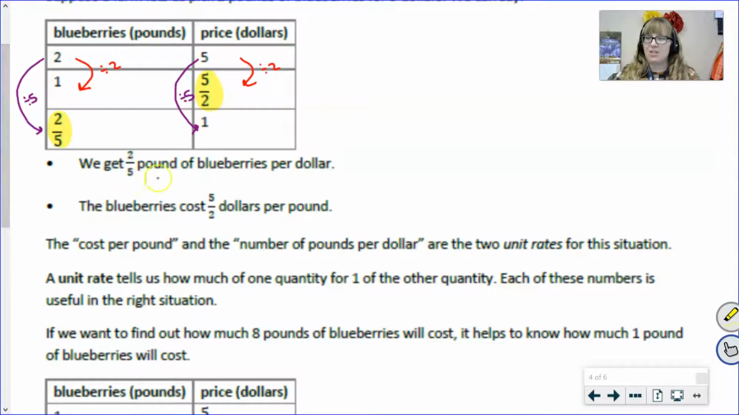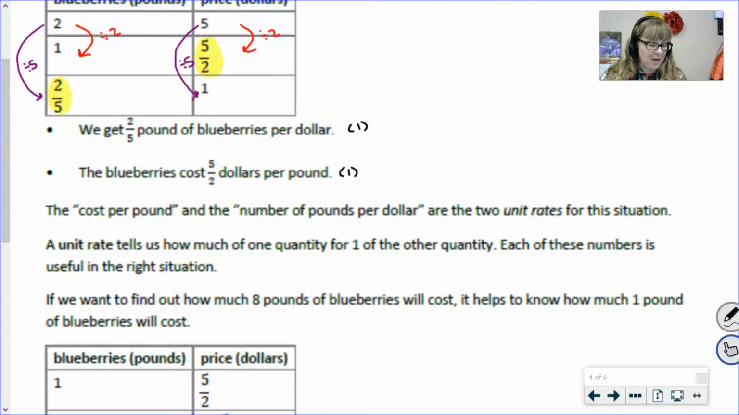So we get 2/5 of a pound of blueberry per dollar. Remember, that means per $1. And we get 5/2 of a dollar, or it will cost 5/2 of a dollar if I buy just 1 pound. The cost per pound and the number of pounds per dollar are 2 unit rates. Okay, 2 unit rates. And there are 2 because we can always reverse it and we get that reciprocal.